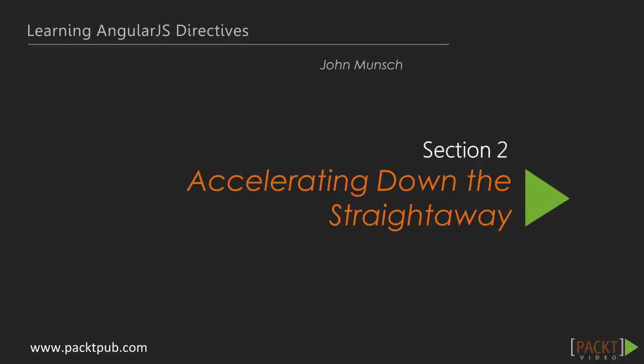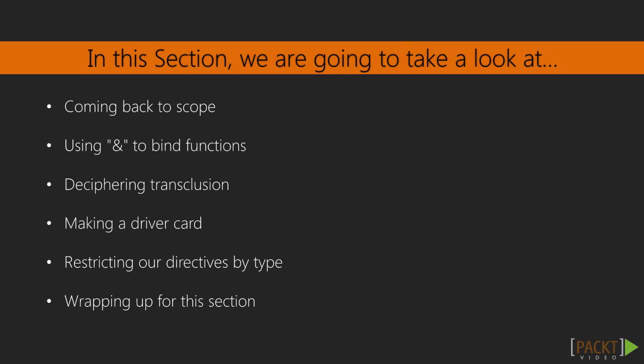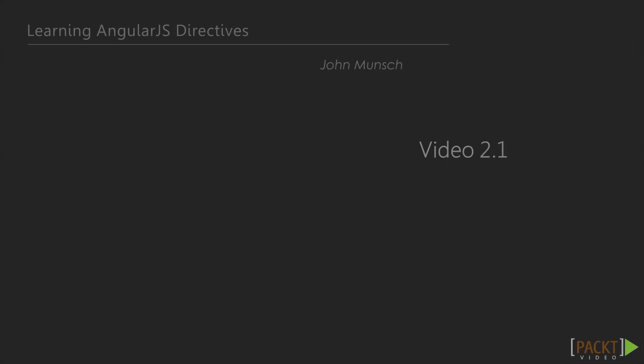In the previous section, we were introduced to the basic concepts of directives, what they are, how simple ones are built, and how directives can be separated from each other via isolate scope. In this section, we come back to scope again, and in particular, we look at how ampersand can be used to bind functions. We'll explain something that sounds complicated, that's transclusion, and we'll show how it can be used to make a simple driver card. And then we'll look at how our directives can be restricted by type.